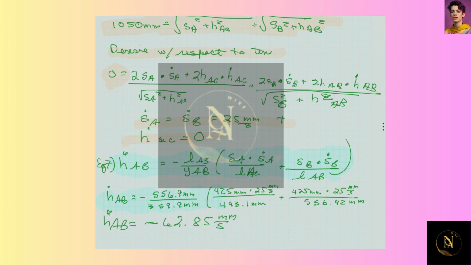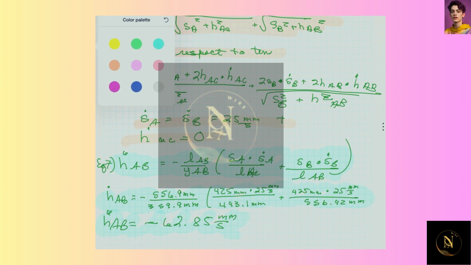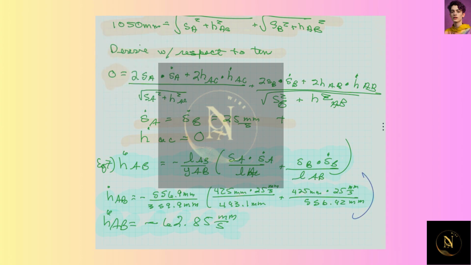Plugging values into equation 7, we end up with negative 62.85 millimeters. I see I forgot a parenthesis right there. Then we derive equation 7 with respect to time. There it is. That was a huge deal.